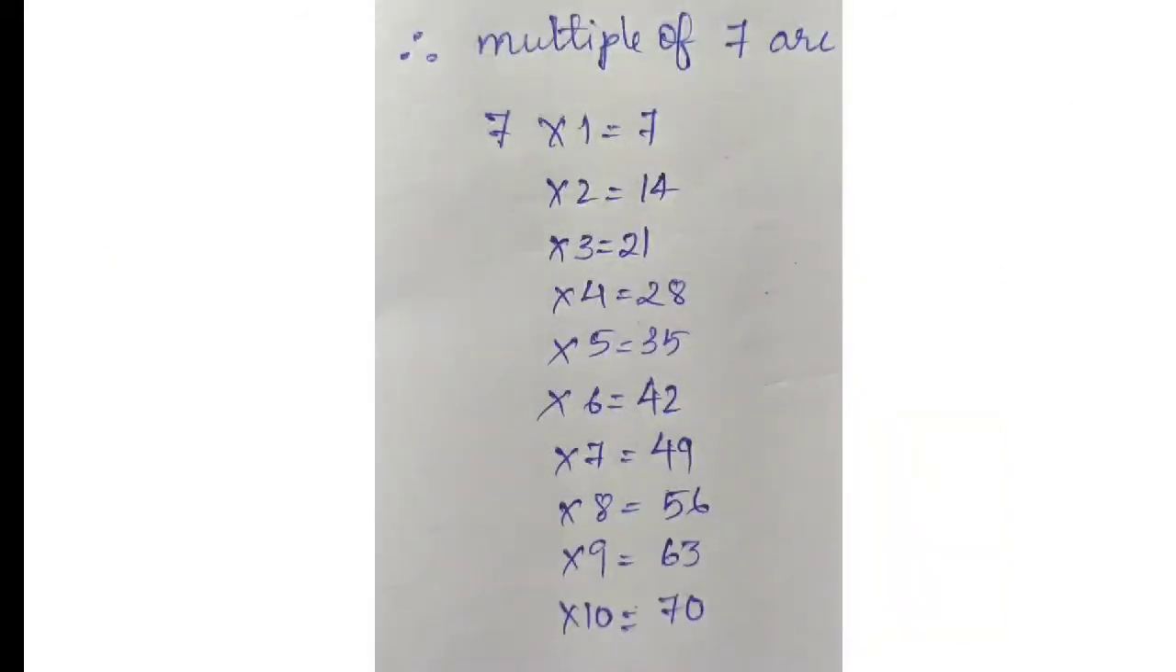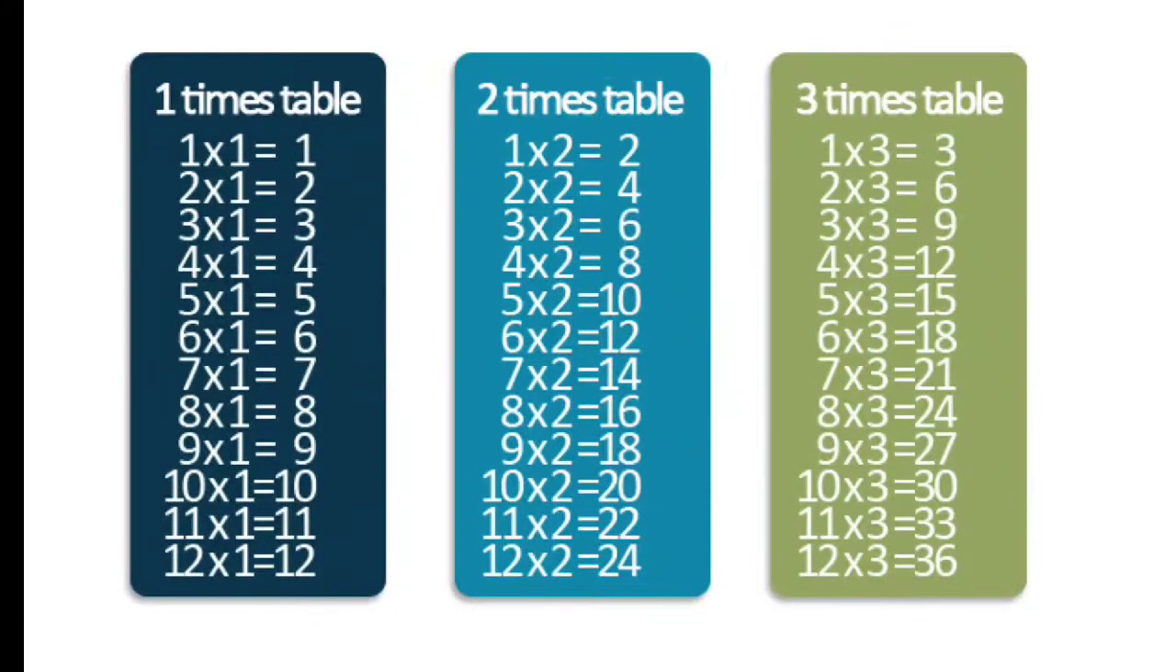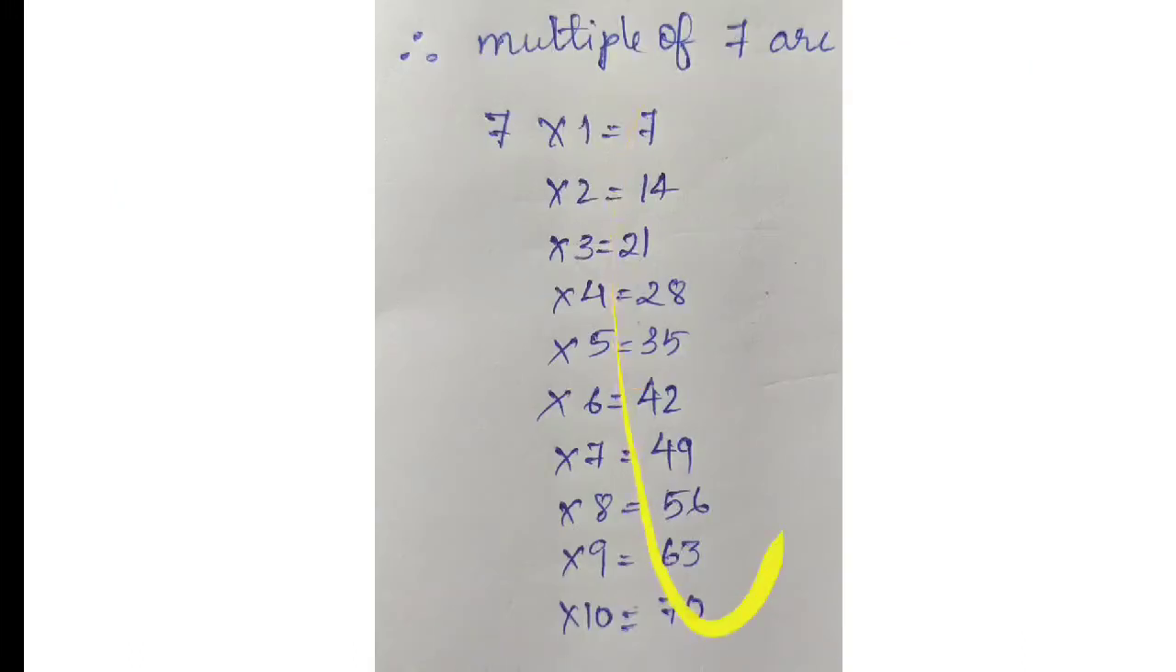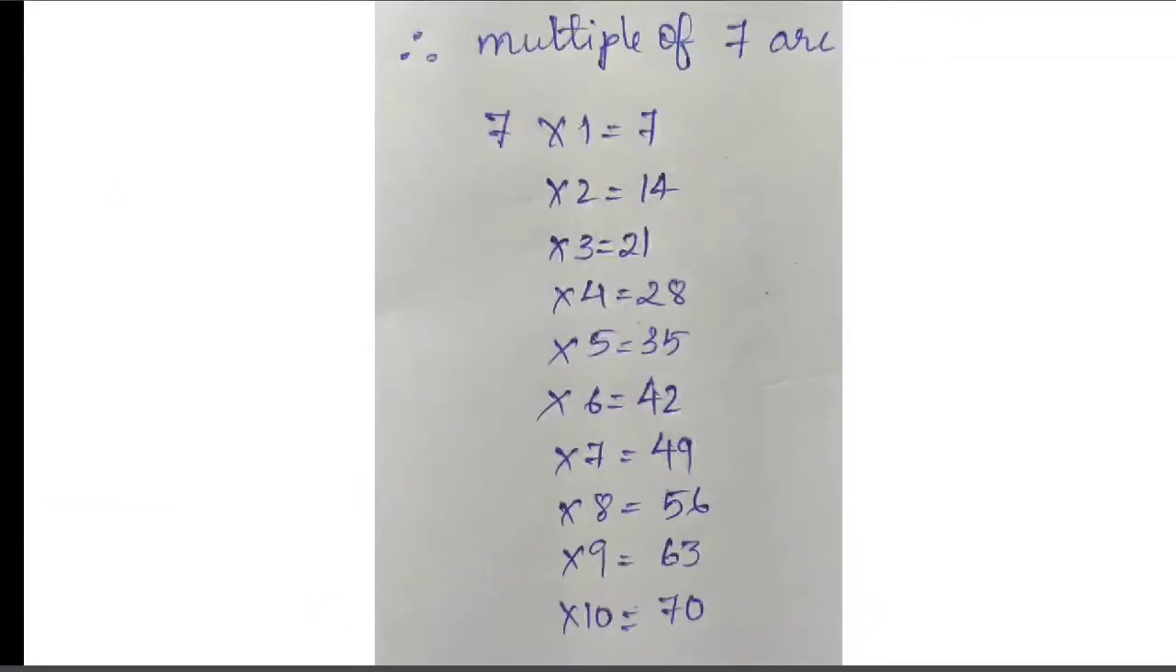Now, what are the multiples of 7? 7 into 1 is 7, so 7 is a multiple of 7. 7 into 2 is 14. 7 into 3 is 21. 7 into 4 is 28, and so on. Therefore, all these numbers are multiples of 7.